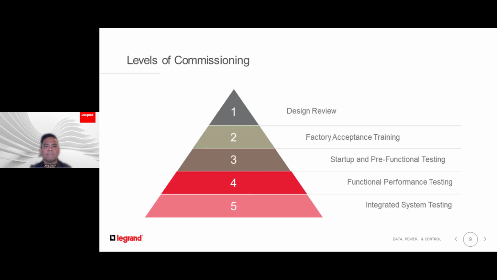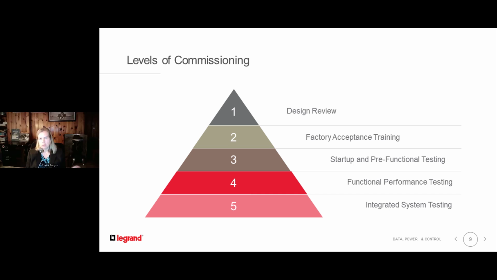All right, let's switch gears here a little bit. Nick, this is probably something for you. What are the 5 levels of commissioning, and how does that work? What's a brief description of each?